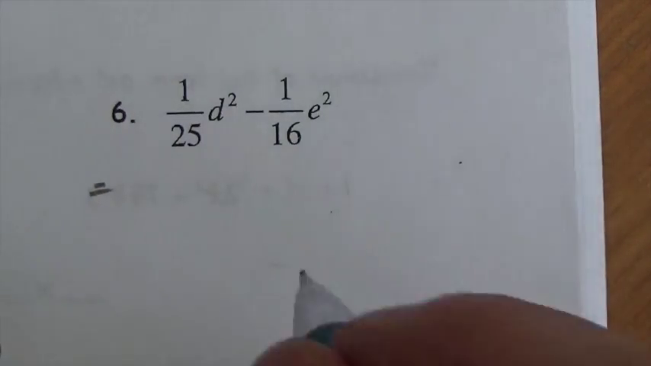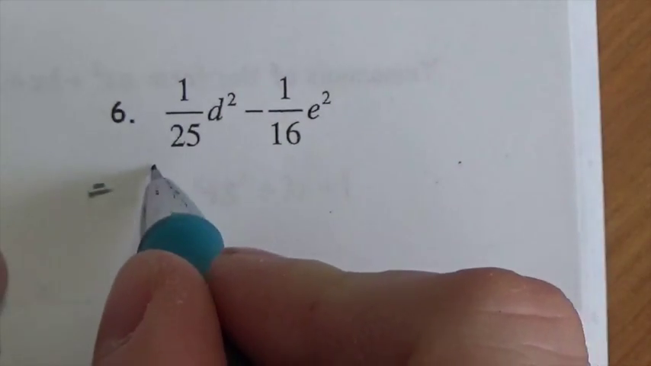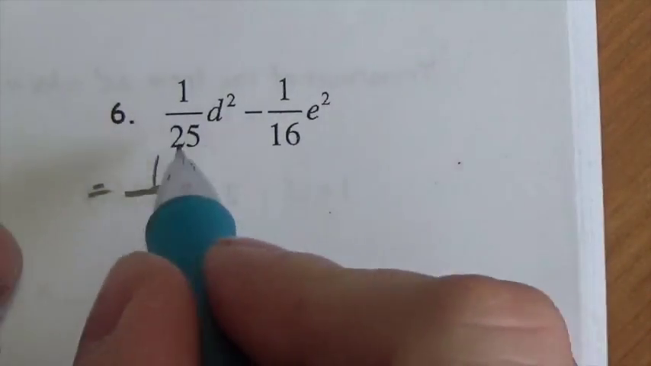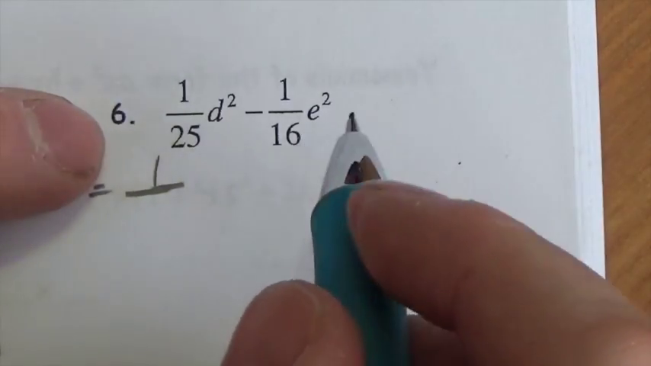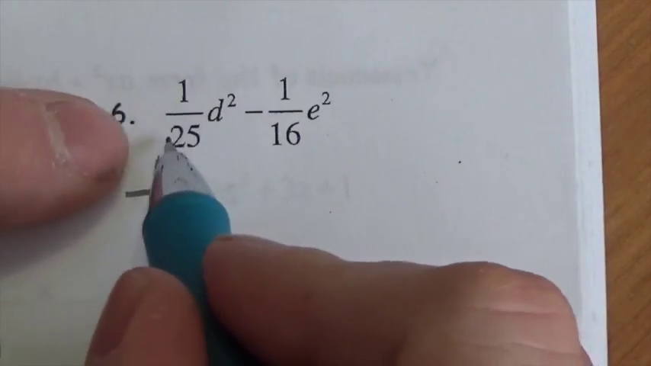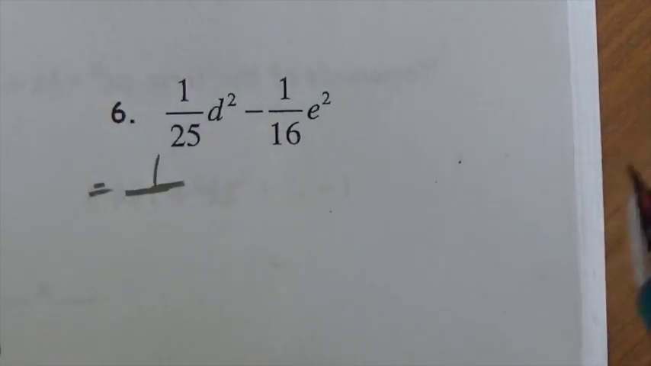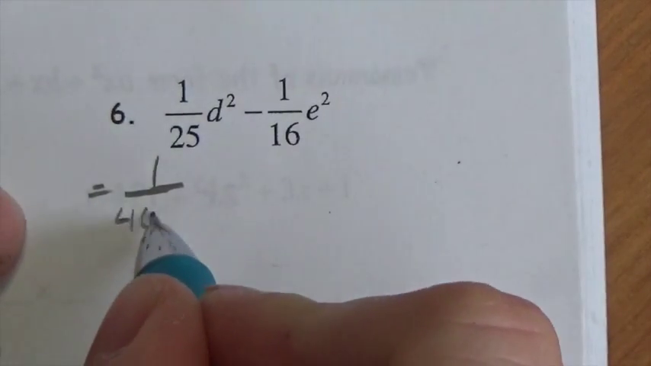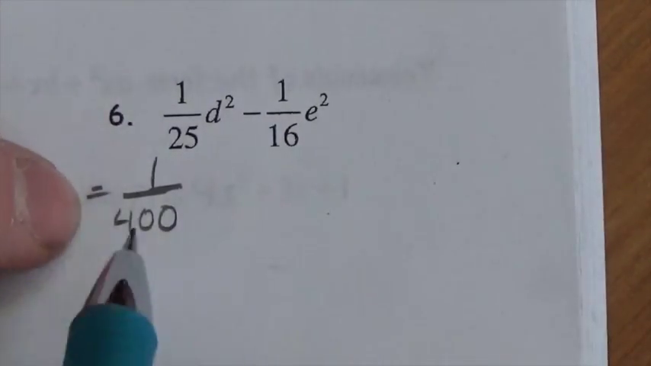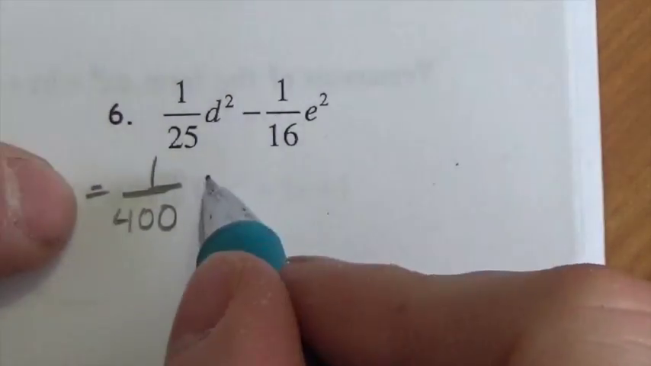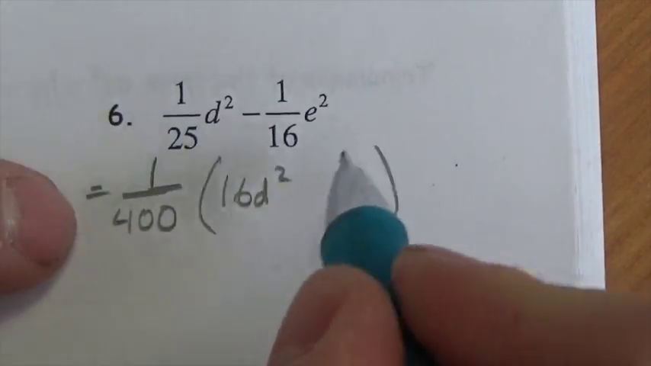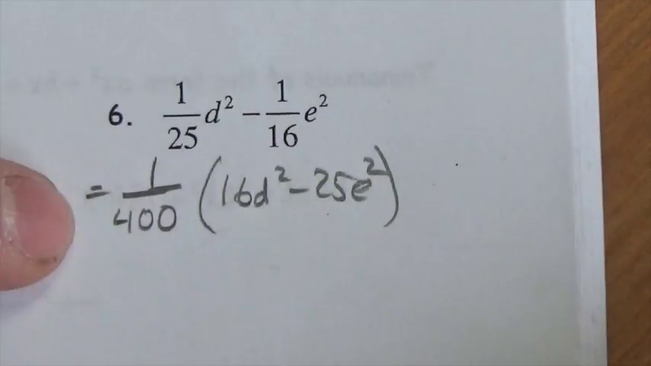So what we're going to do is divide out a fraction here, and it's going to be kind of nasty, but that's okay. I'm going to divide out essentially the common denominator. Because 25 and 16 have nothing in common, I'm really going to have to just multiply those together. That's going to end up being 400. So I'm going to divide out this factor of 400. Now, when I do that, I am going to be left with 16d squared minus 25e squared.